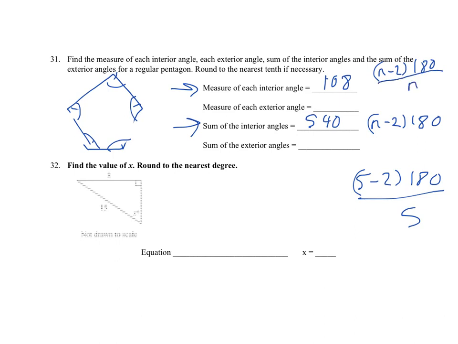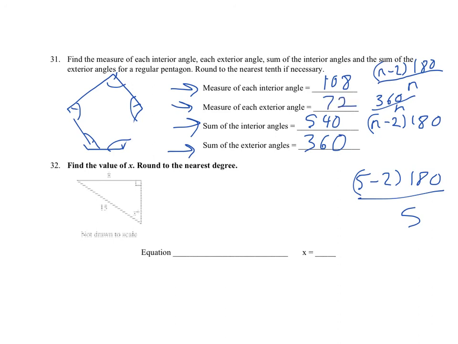The measure of each exterior angle, well, the sum of the exterior angles. Remember, all the exterior angles add up to a sum of 360 degrees. To find each individual one, we take 360 divided by n, which in this case is 5. We get 72.